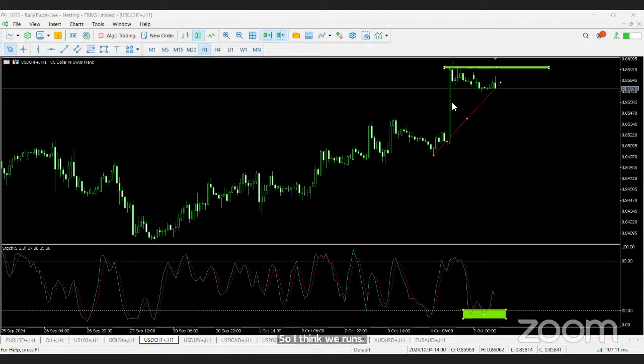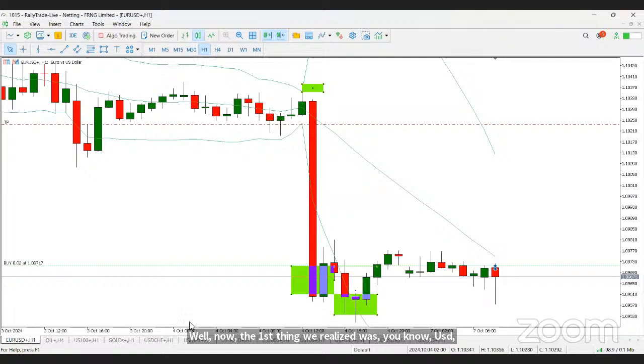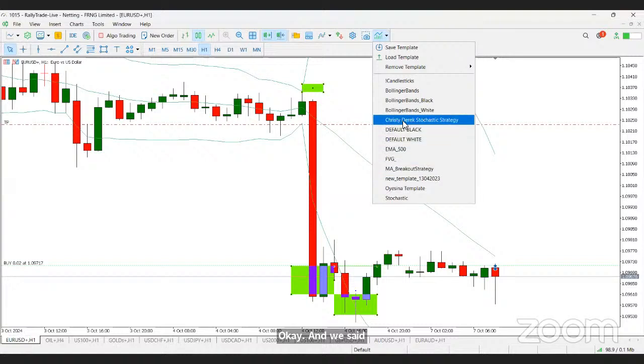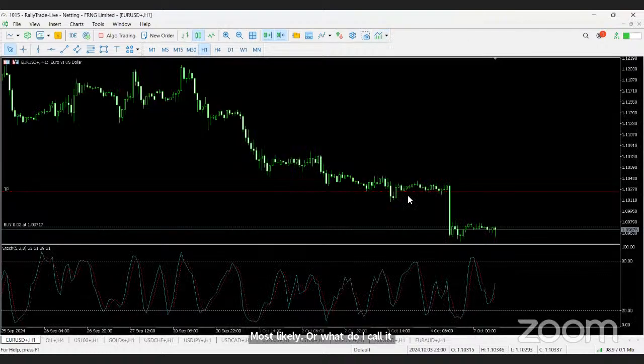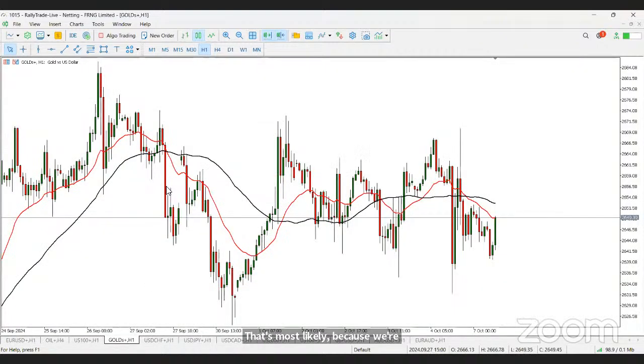Okay, so let me just quickly describe it. We're looking at CHF. In fact, before we go to CHF, what led to CHF and JPY was gold. The first thing we analyzed was EURUSD. We discovered that EURUSD went down, and we said specifically that because of this information on the screen, there is a likelihood that USD will lose value today, and then Euro will rise. That's the most likely chance, given that this gold is stationary.